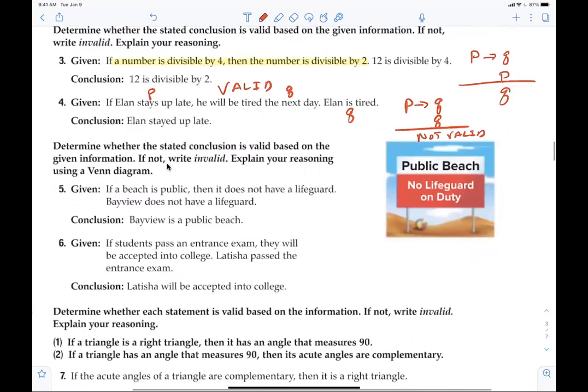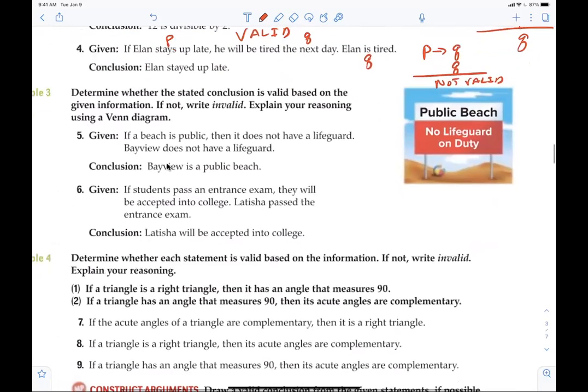All right, here we go. Determine whether the stated conclusion is valid based on the given information. If a beach is public, then it does not have a lifeguard. Bayview does not have a lifeguard. Invalid. I'm totally good with that. No, just write down the answer.